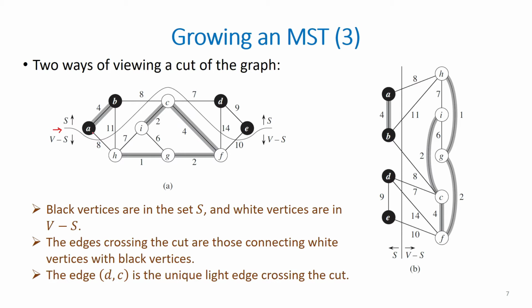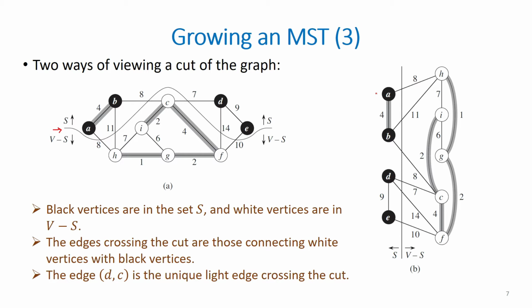Every edge that connects a black node to a white node actually crosses this cut. So edges AH, BH, BC, DC, DF, and EF are crossing the cut. Among these edges that are crossing the cut, we'll find the edge which has the minimum weight. So looking through all these edges, we see that DC has a minimum weight of 7 among all of them, and therefore it is called a light edge.